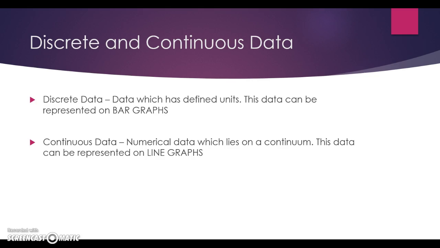The answer lies in whether the data is discrete or continuous. Discrete data is data which has defined units and must therefore be a bar graph, while continuous data is numerical data which lies on a continuum and therefore must be a line graph. Now that's still confusing, so we'll have a look at a few examples.